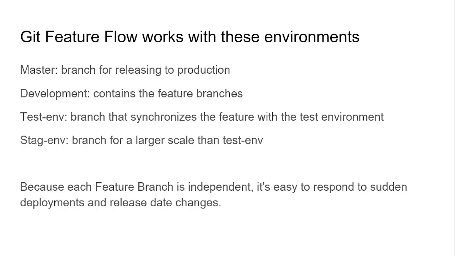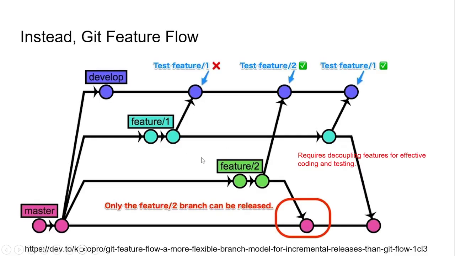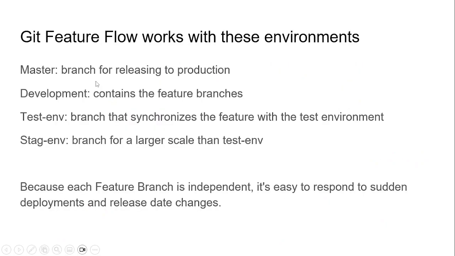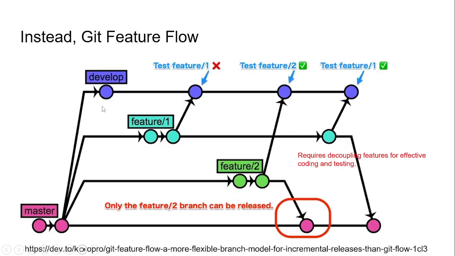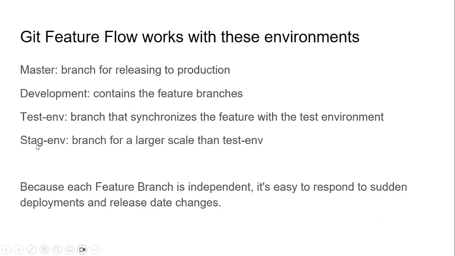So this is a resume of the environments that we use in Git Feature Flow, because in this example we used only 3: the master, the features, and this is called develop here, but this could also be called test. So we have 3, but there are projects where we have the master, the development that contains the features, and the test environment, which we call development in this slide. This is the branch where we make a test. There is also sometimes a staging environment, which is for doing larger scale testing.